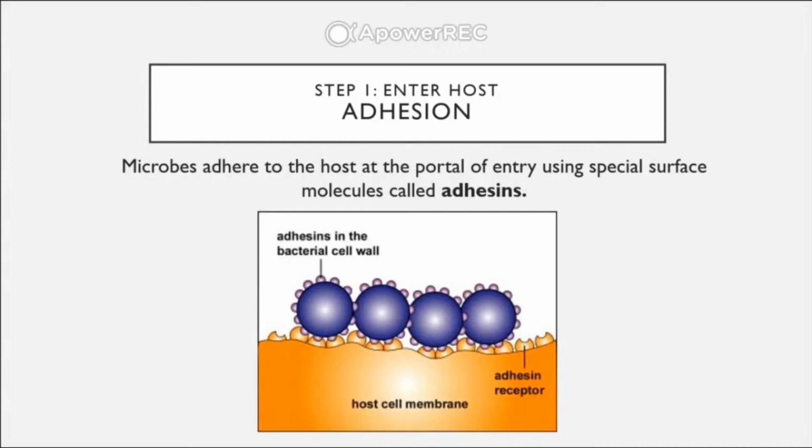Now these adhesin receptors aren't built to bind bacterial cell walls. It's the opposite way around. Bacterial cell walls have evolved to have adhesins that can bind to molecular markers on the outside of the host cell membrane.